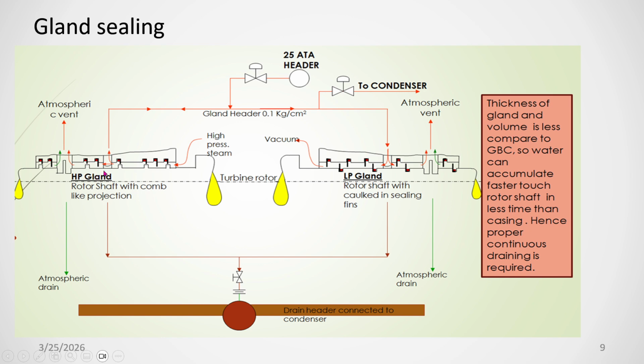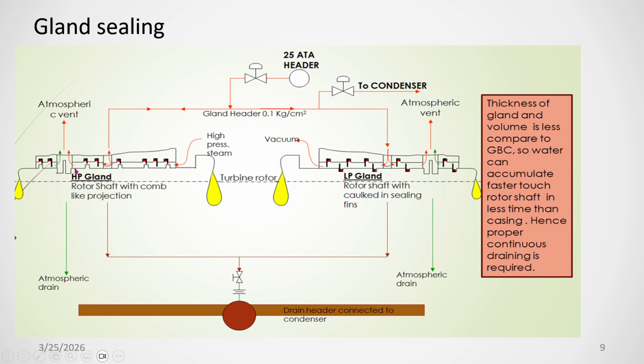Once condensate forms inside the gland and the rotor comes in contact with it, there will be a thermal shock and the rotor can vibrate. So we have provided a drain here. Through this drain it will go to the condenser again.